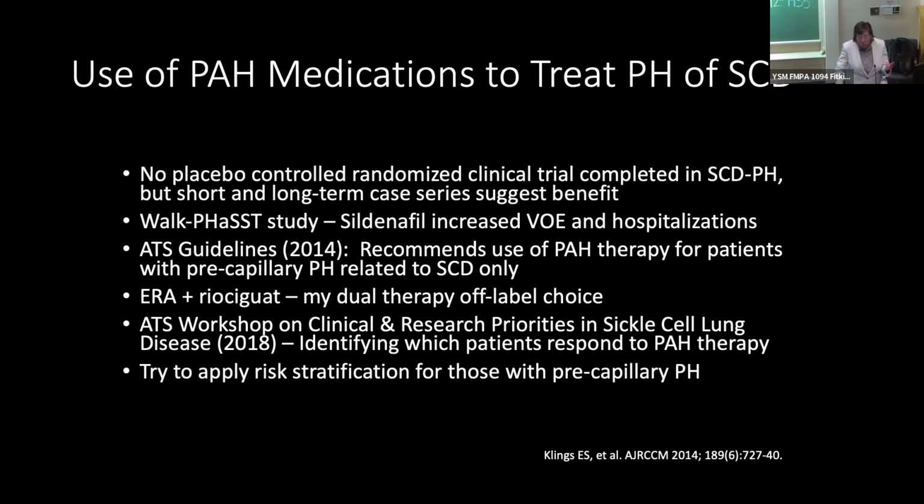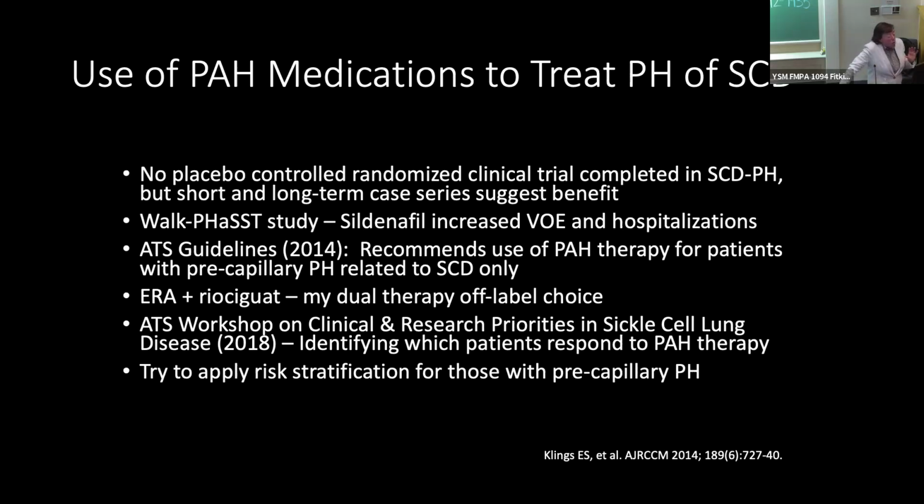There were 2 industry-sponsored studies of bosentan, one for treatment of precapillary pH, and the second one for postcapillary pH. Both of those were closed before the projected sample size was accrued because of difficulties with enrollment. The Walk-PHaSST study was a multi-center trial of sildenafil versus placebo, but not necessarily for pH. It used TR jet velocity as its entrance criteria. It was stopped early because the patients getting sildenafil had an increased rate of hospitalizations, predominantly for vaso-occlusive events.